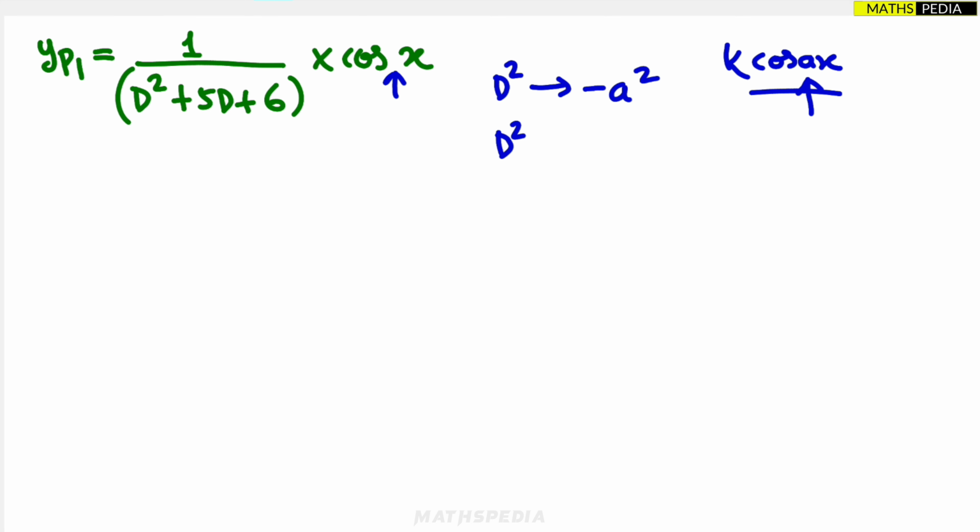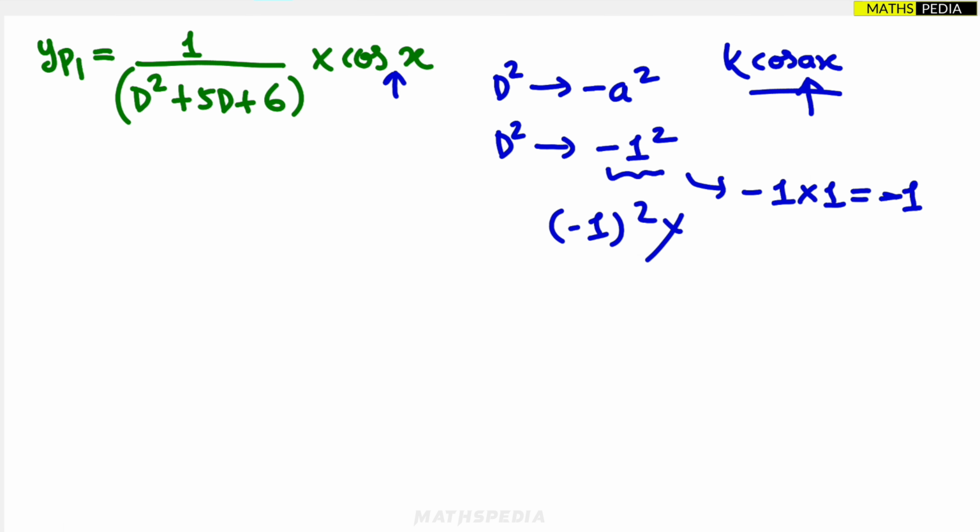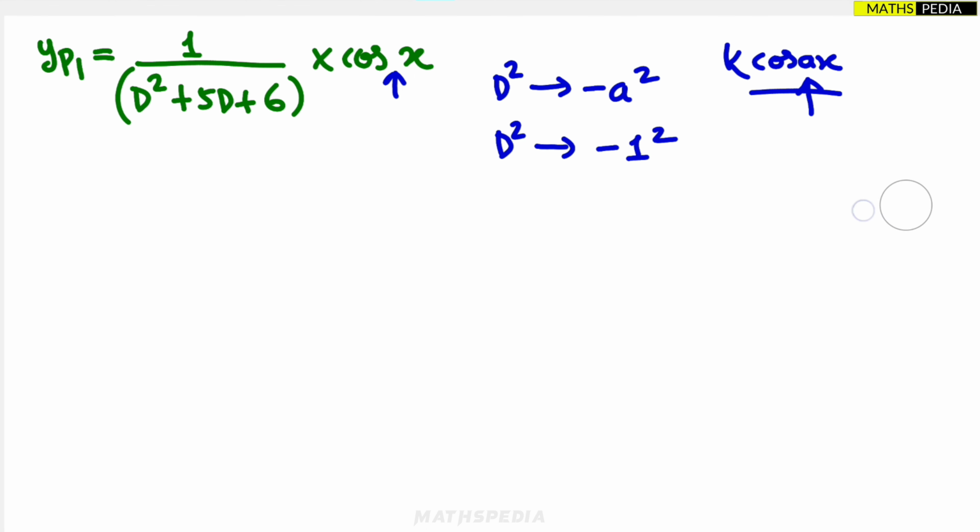So you can write that the d square value you have to consider is minus 1 square. And be careful with this one. What is the meaning of this? This basically means minus 1 into 1, it is equal to minus 1. It is not minus 1 the whole square. There is a difference between these. So we have to consider this d square is equal to minus 1.